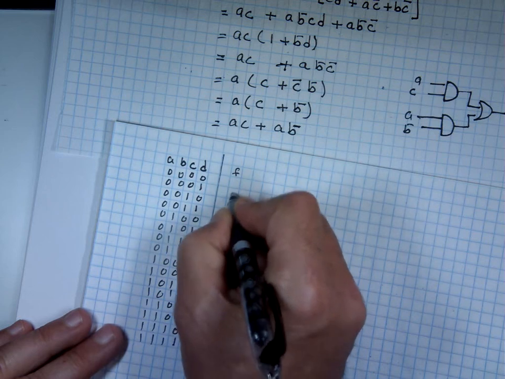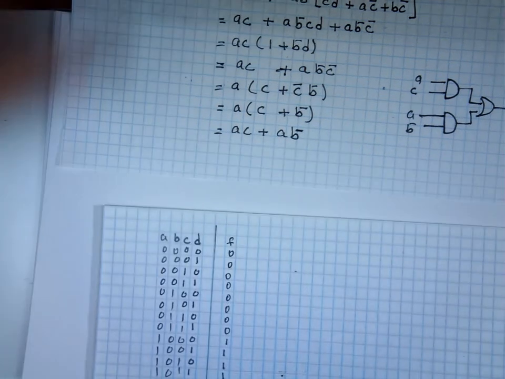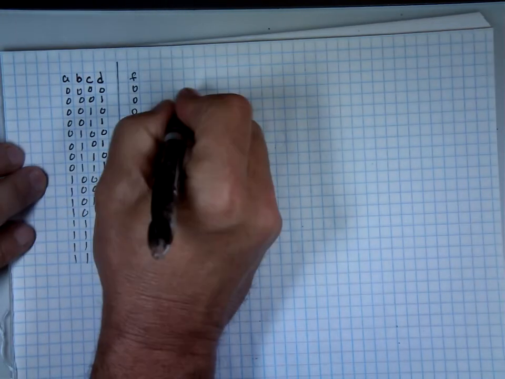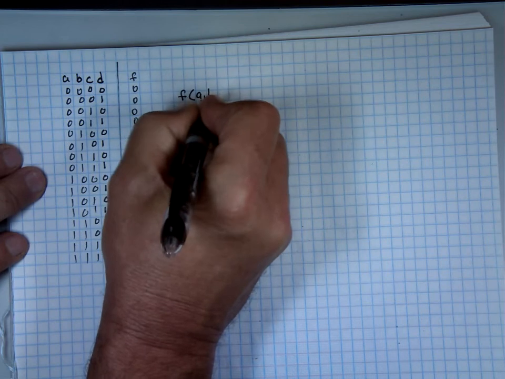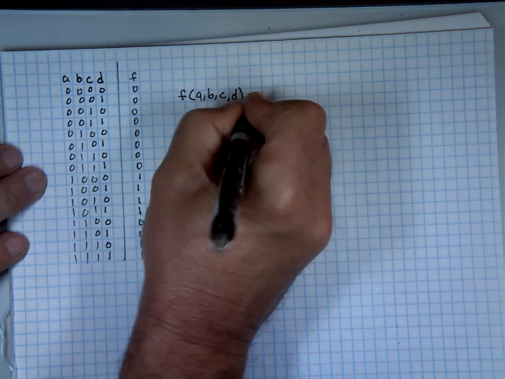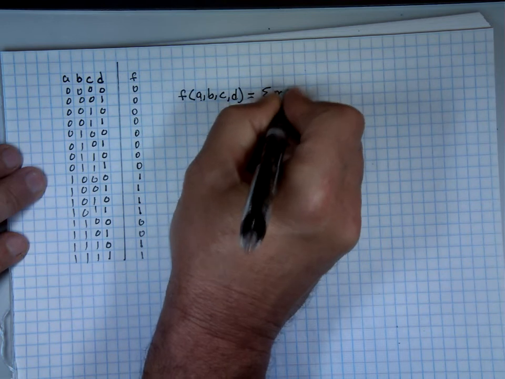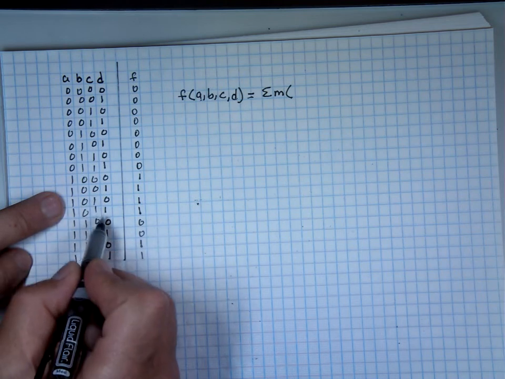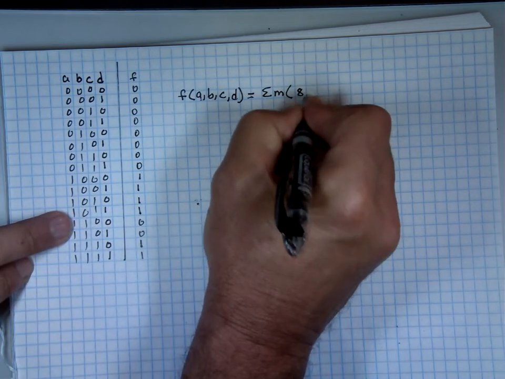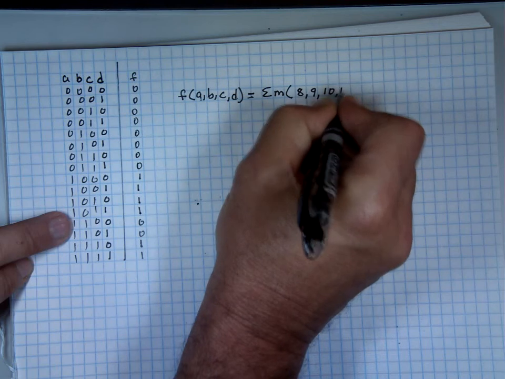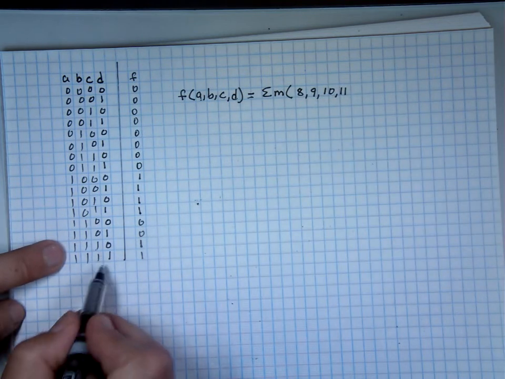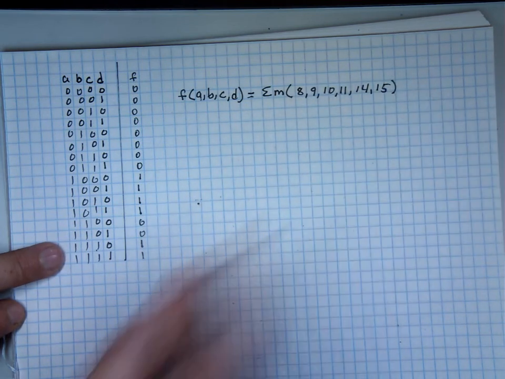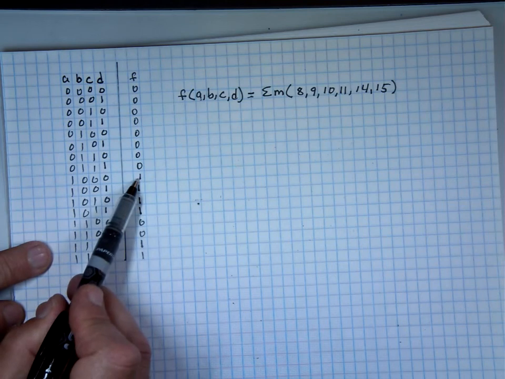So you can write that as F of A, B, C, D equals the summation of the minterms. Where are the ones? What location? 8, 9, 10, 11. What else? 14 and 15. How did we figure out how we got 8, 9, 10, 11? That's where the ones are.